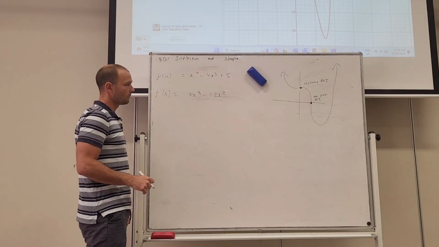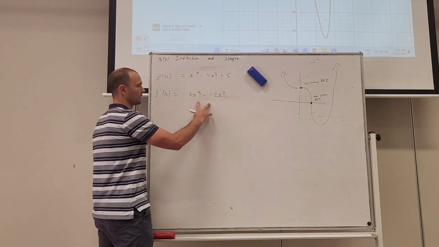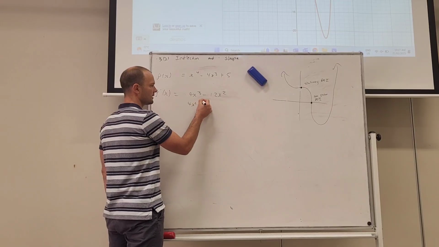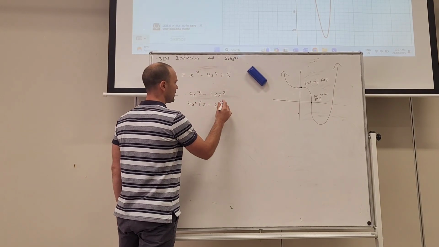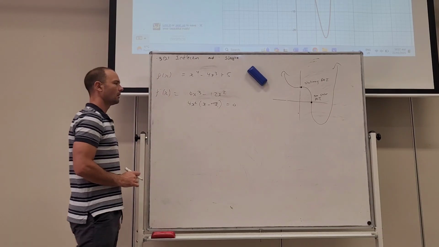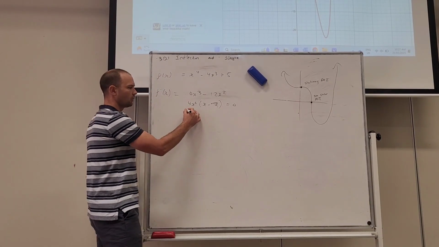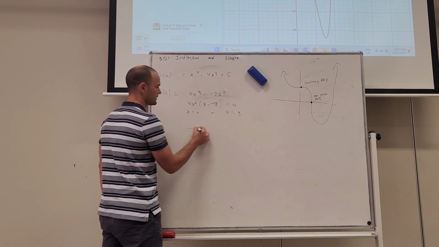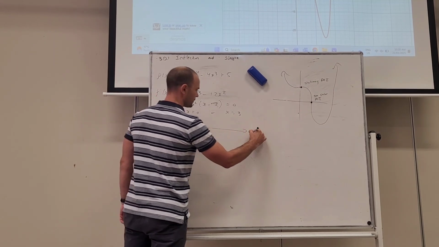So maybe we'll recap that quickly. If we draw the sign diagram of this one, we would factorize it: x take 2, take 3. And if we apply the null factor law, we have x is 0 or x is 3. And so that's going to give us this sign diagram for the first derivative.